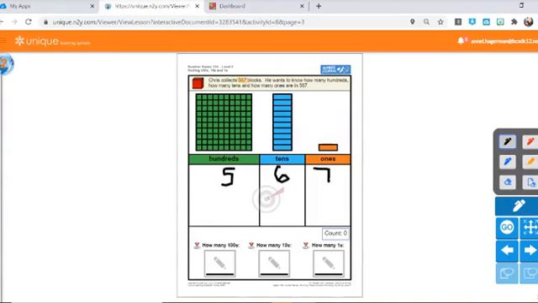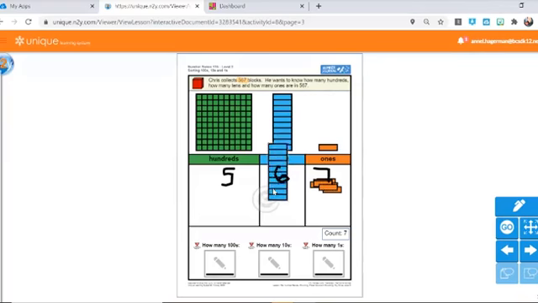567. So how many ones do I have here in the ones place? You see that number 7? We have 7. 1, 2, 3, 4, 5, 6, 7. All right, now let's go to our tens place. What's this number right here? 6. Good job.